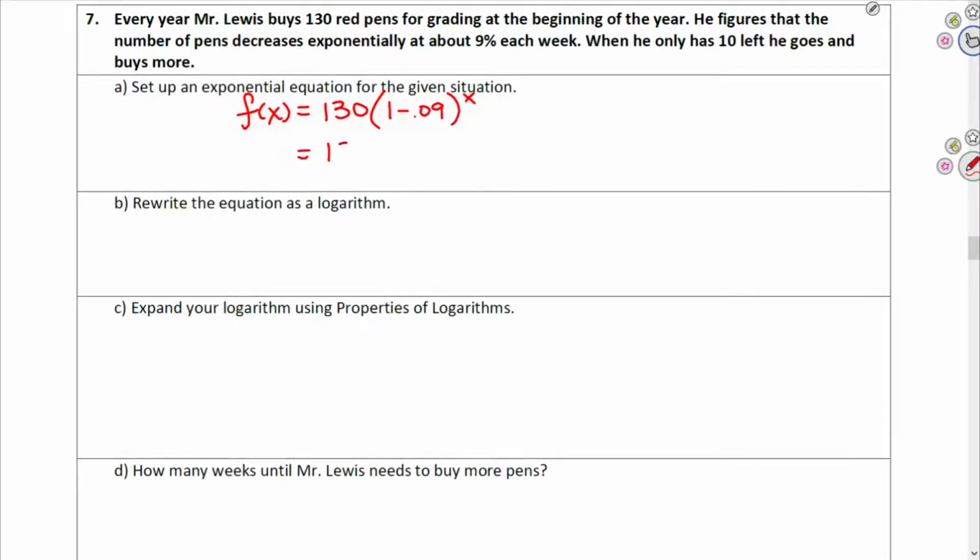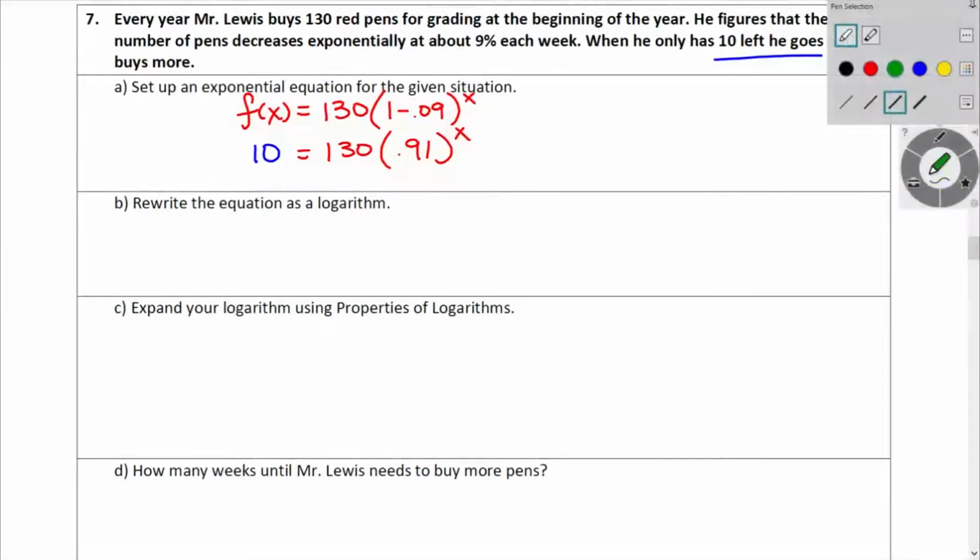I get f of x equal to 130 times 0.91 to the x. So every week, I have 91% of the pens I had the previous week, and that just goes on and on and on until I have 10 pens left, and then I go buy more, I guess. So to begin solving this for when I have 10 left, I'm going to put 10 in here for f of x, the number of pens I have. The way I solve this is I want to get this x by itself, but I'll first divide both sides by 130, and I have 10 over 130 is equal to 0.91 to the power of x.